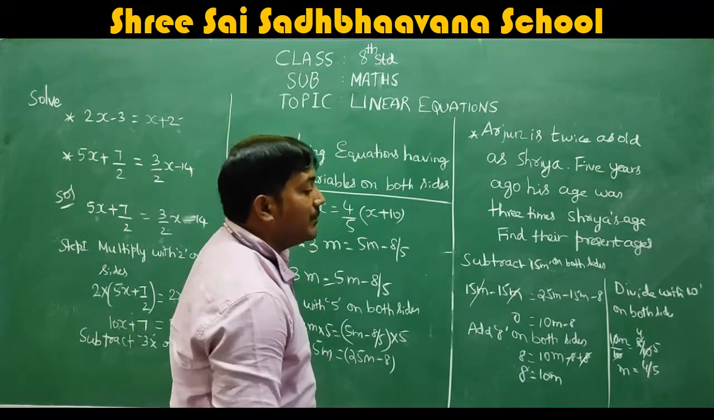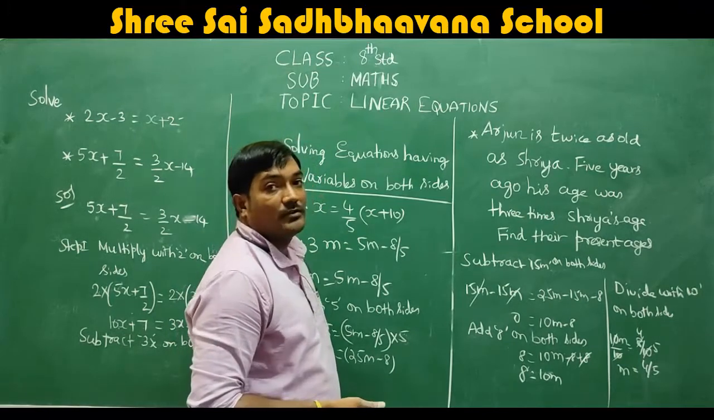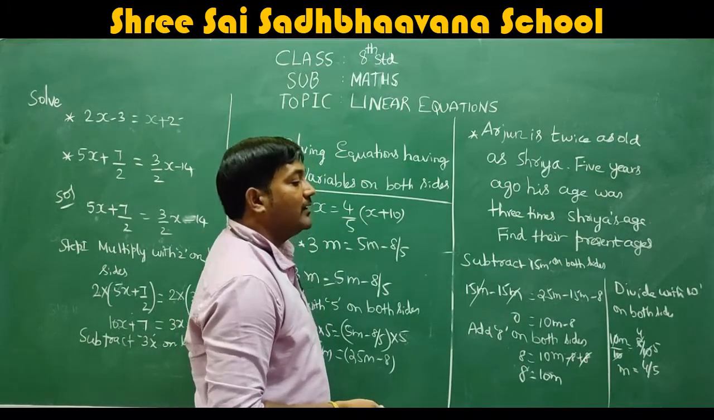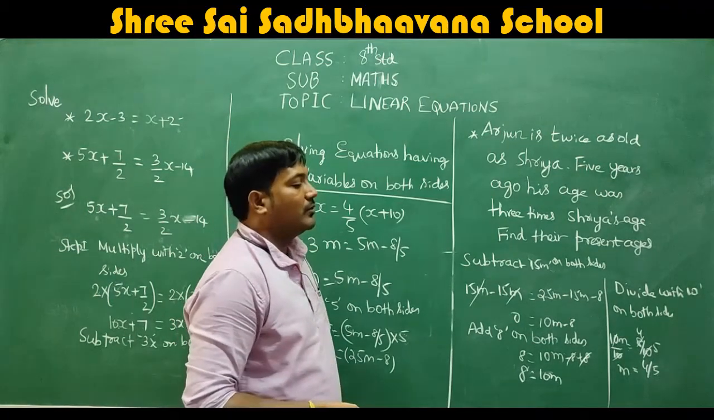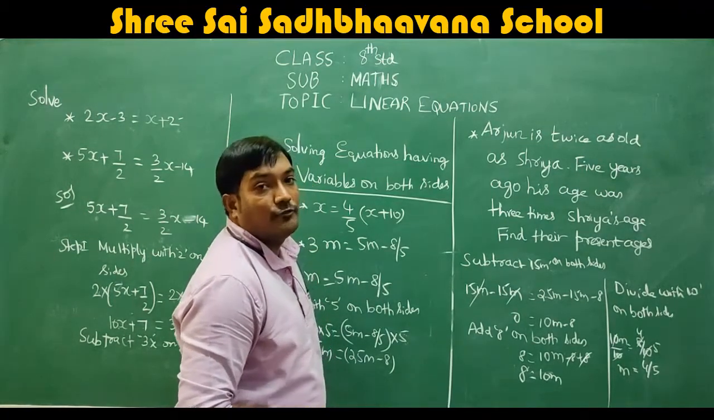So again we need m, so divide with 10 on both the sides. Which will give you 10m by 10 is equal to 8 by 10. So 2 4s are, 2 5s are. So m is equal to 4 by 5.